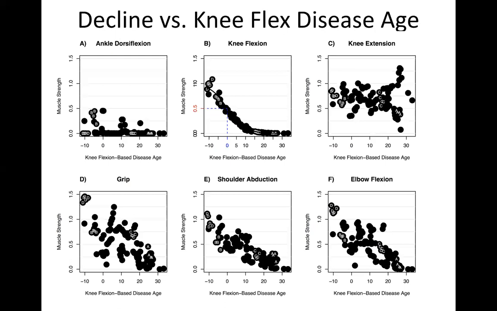And this was known to the scientists here, that this disease was known as the quadriceps sparing disorder. So when we showed them this picture, they said, oh yeah, that makes sense. These people aren't expected to decline on knee extension. So we had some face validity here.